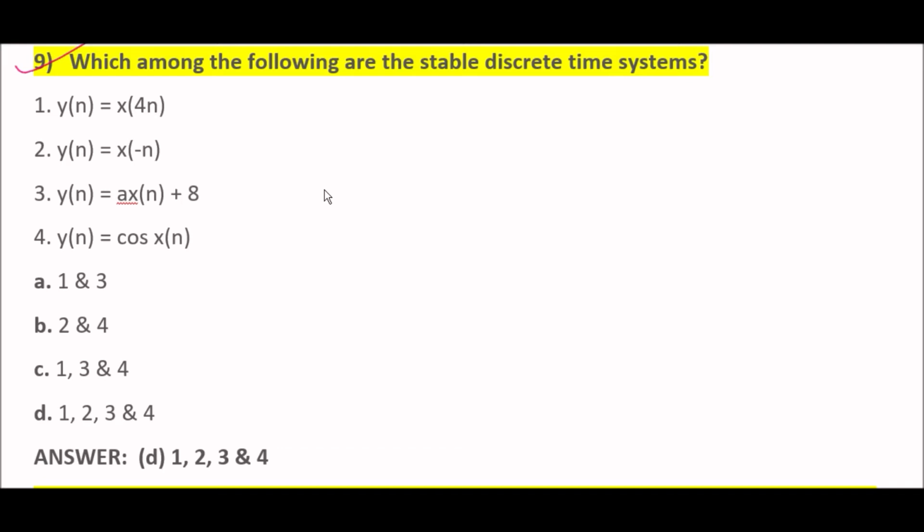Okay. According to these, options A, B, C, D are given here, and first, second, third, fourth. They all are correct regarding the stable discrete time systems. Okay. So, right answer here is option D, 1, 2, 3 and 4. They all are the stable discrete time systems.